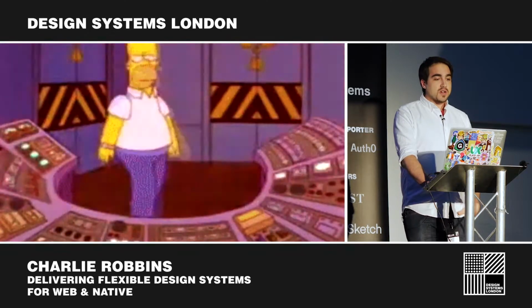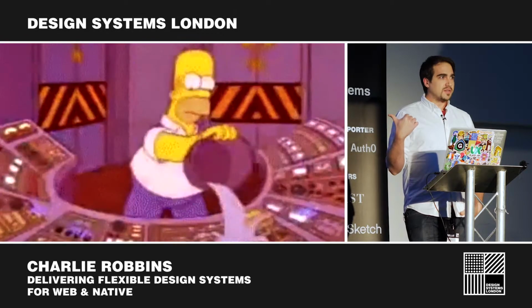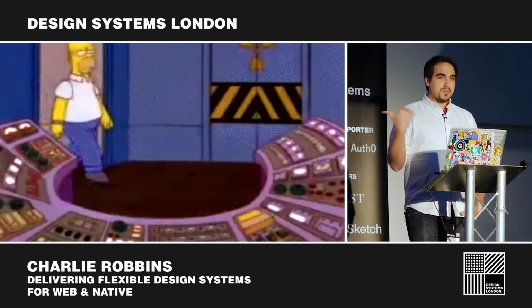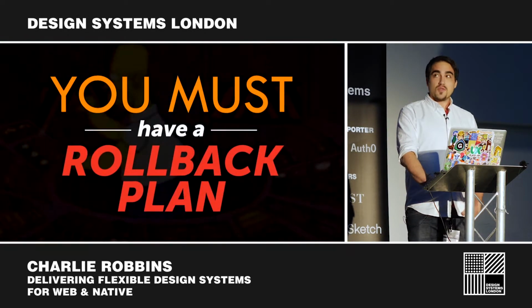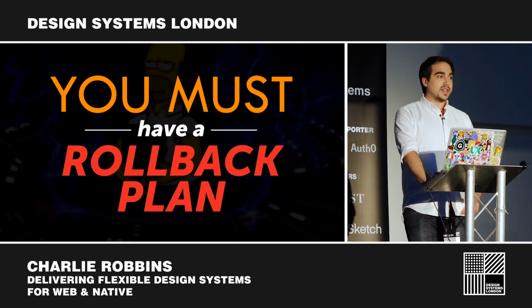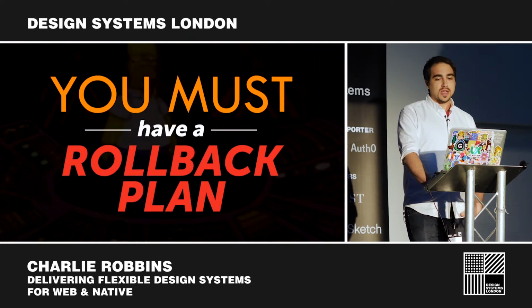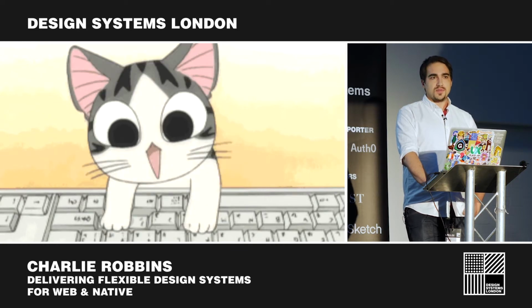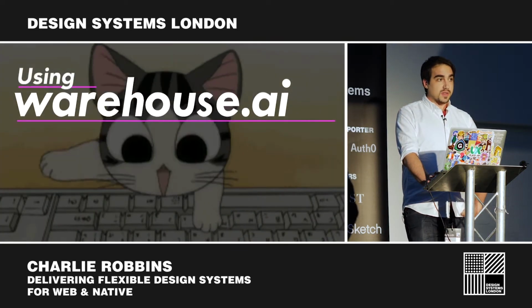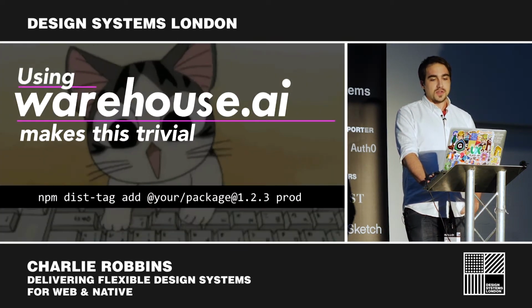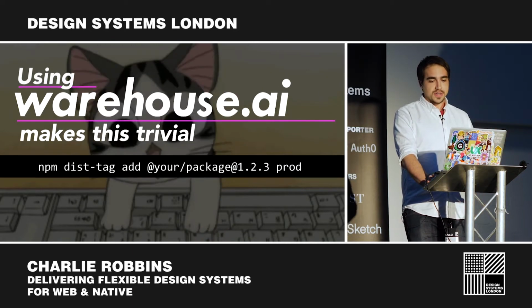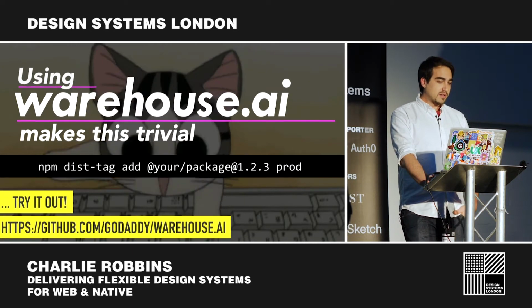Secondly, when things go wrong, you simply can't do this, right? You can't just roll up and paste over the problem. You need to have a rollback plan, right? Roll back to the previous version of the config, et cetera. For us, this is very easy. It's what Warehouse does. It's one of the main features that it has. You just dist-tag the old version, and boom, it works. So if you want to run that yourself, you can.